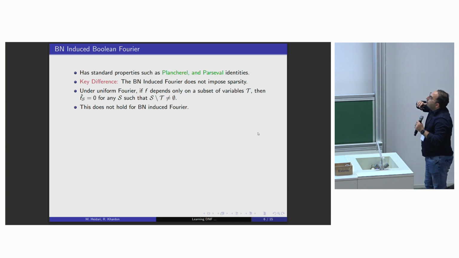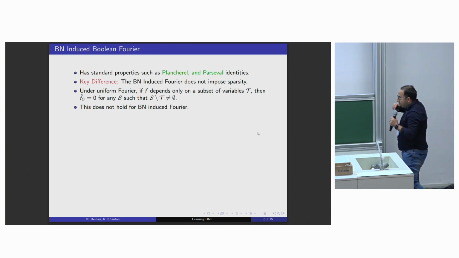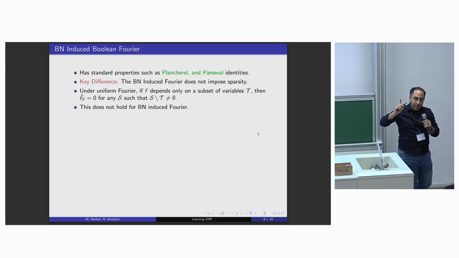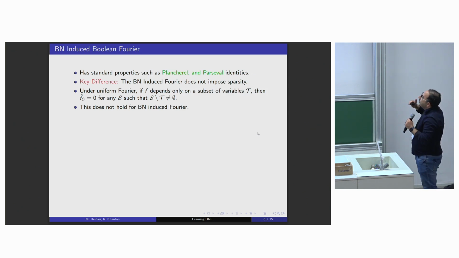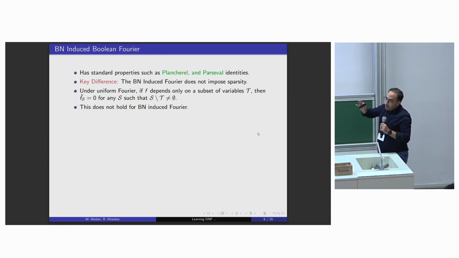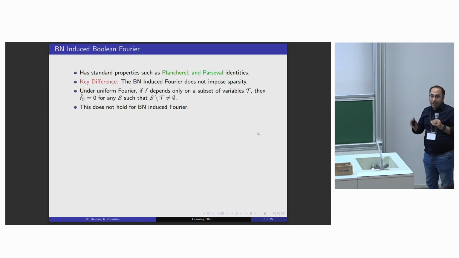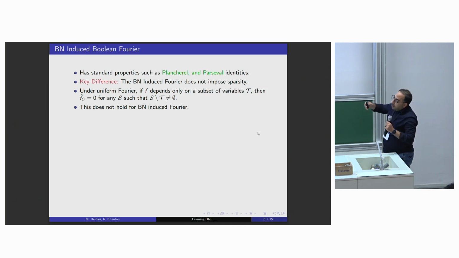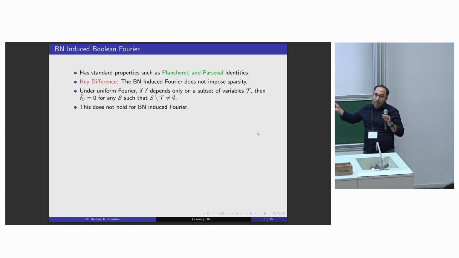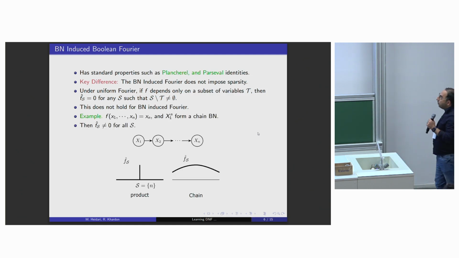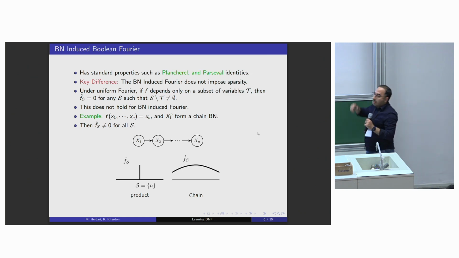We look at properties of this Fourier. It has the standard properties, but it has a key difference, which is that it does not impose sparsity. Under the uniform Fourier, if you have a function that only depends on t variables, we expect the Fourier coefficient to be 0 for the subsets outside of t, but this does not hold for the Bayesian-induced Fourier. This picture probably tells you the story.